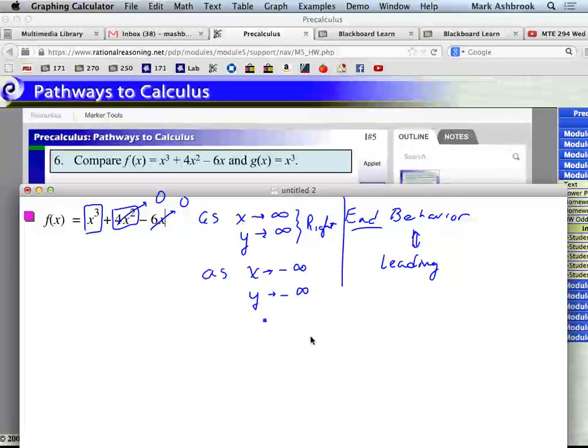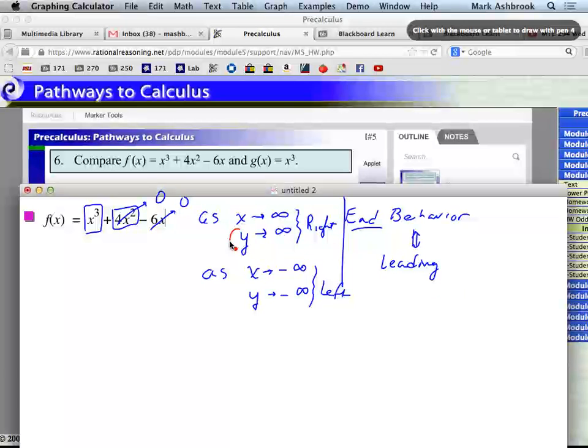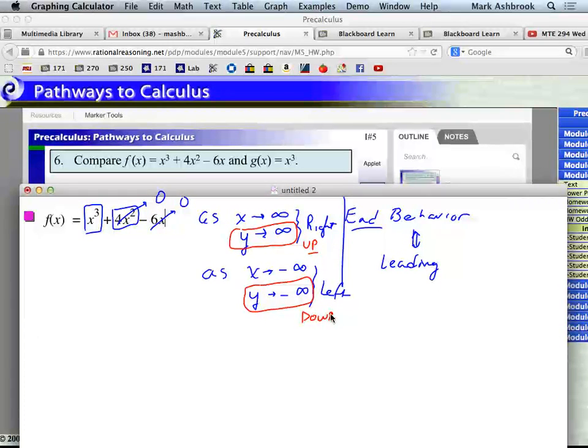So our end behavior here is like x cubed, which when you go way out to the right, it goes up. And when you go way out to the left, it goes down. So when we talk about end behavior, this is what we're saying. The right end, it's going to go up, and to the left, it's going to go down. And we get that by looking at the leading term.